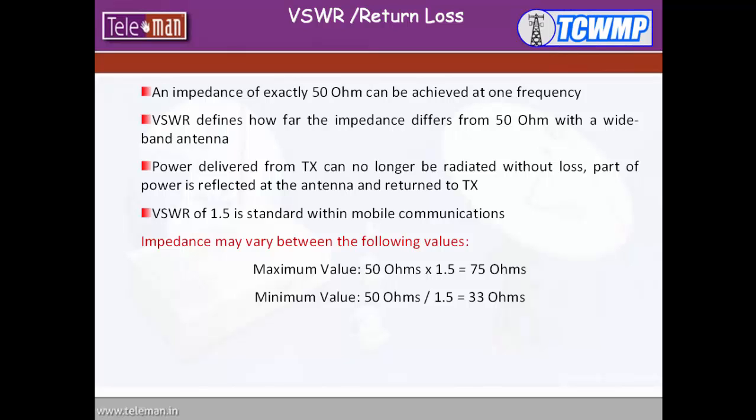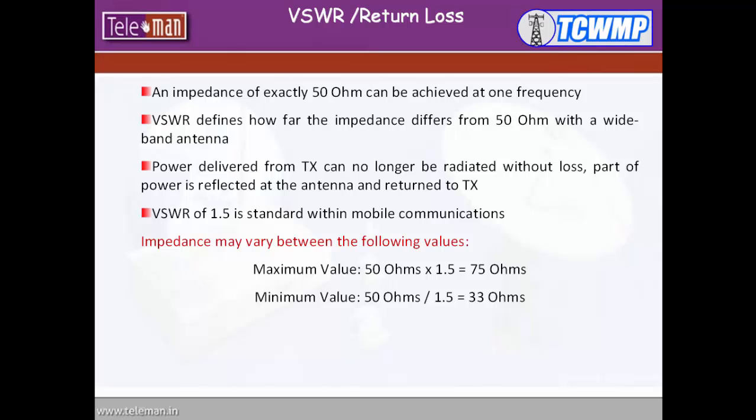Okay, now we'll discuss VSWR or return loss. We have talked about VSWR in our engineering, that is voltage standing wave ratio. Impedance of exactly 50 ohm can be achieved at one frequency. So VSWR defines how far the impedance differs from 50 ohm with a wideband antenna. So VSWR is mostly because of the mismatched impedance.